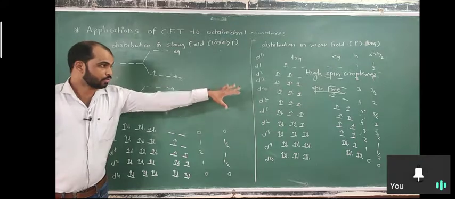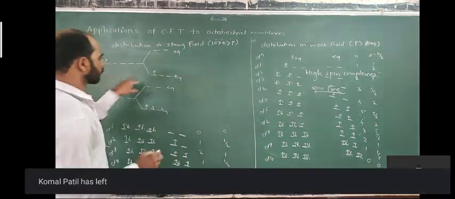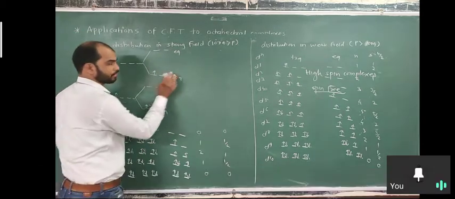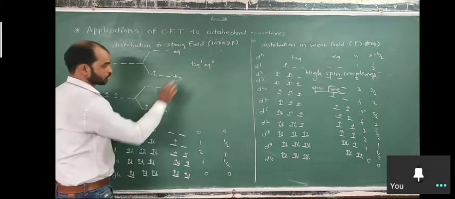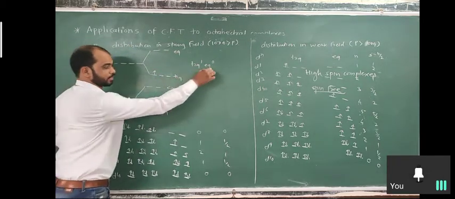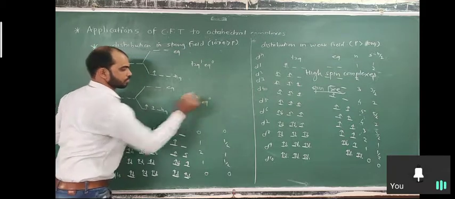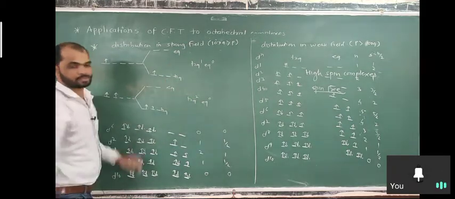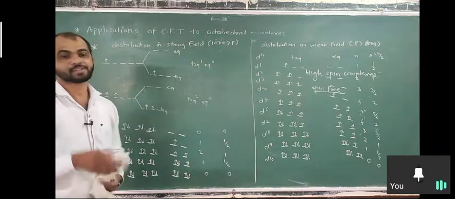You try to draw it and write the electronic configuration. So here, what is the electronic configuration? If you write the electronic configuration, T2G having 1, EG having 0. So here, after splitting, you write this way. Here, T2G having 2 electrons, EG having 0 electrons. This way you can write the electronic configuration. That means T2G having 2 electrons, EG having 0 electrons.